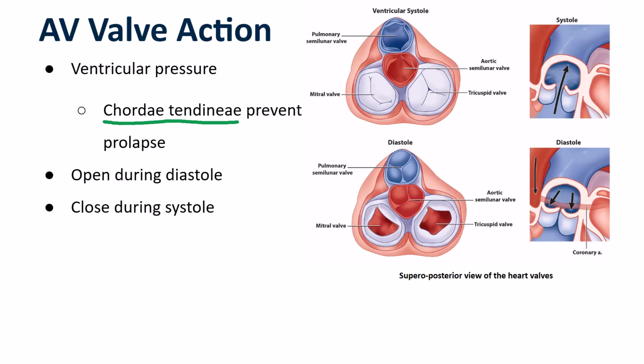But their true function is to prevent valve prolapse so that it would blow open backwards and allow blood to flow through. So as a consequence of this, during diastole, the AV valves are wide open. And that makes a lot of sense because most of ventricular filling, about 3/4 of it, occurs during diastole. It's only the last 1/4 of it that happens during atrial systole. And then during ventricular systole, those AV valves are completely closed.